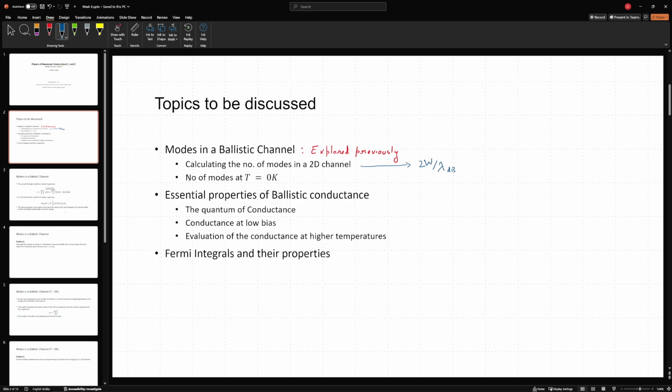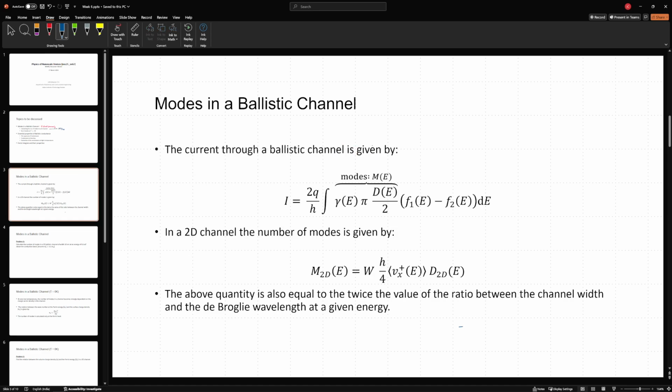So today our first new topic for the day is the number of modes at T equal to 0 Kelvin. This becomes a very important concept for some very straightforward reasons. Then we shall be looking at the notion of ballistic conductance and its essential properties. And through our explorations here, we shall also be looking at Fermi integrals and some basic properties of Fermi integrals. All right, so just a recap.